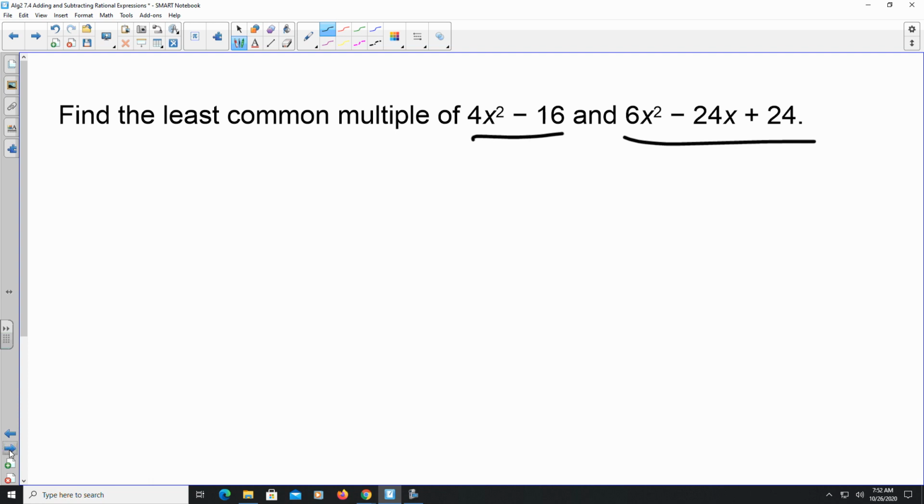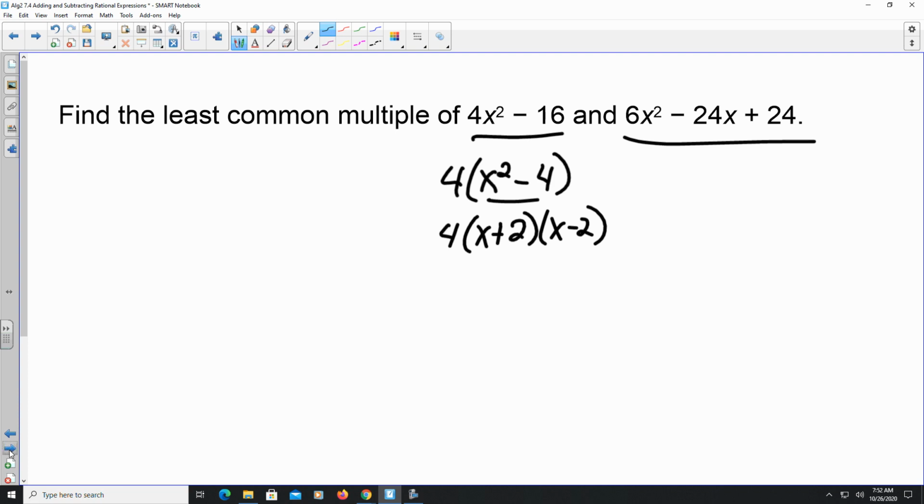So if I were to factor 4x squared minus 16, right off the bat I realize that I can take out a 4, so this is going to be 4 times the quantity x squared minus 4, and then this is a sum and difference pattern, so now I have 4 times the quantity x plus 2, x minus 2.